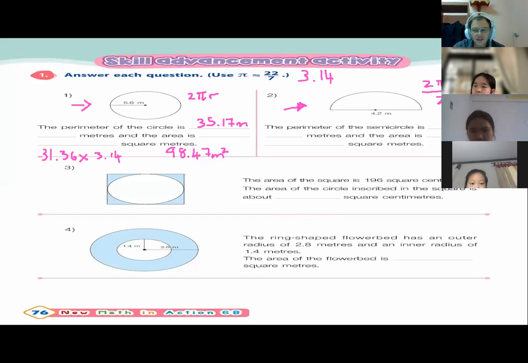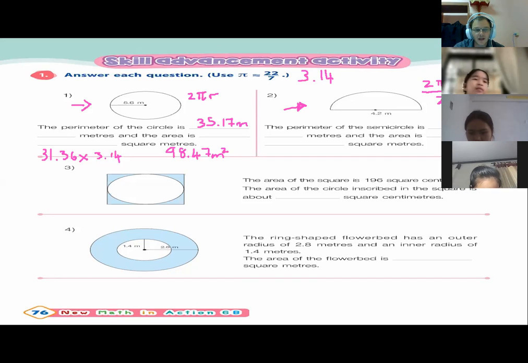6.594. We round it down to 2 decimal places. We look at the 4. It is less than 5. We round down. So our answer will then be 6.59 meters for the perimeter.